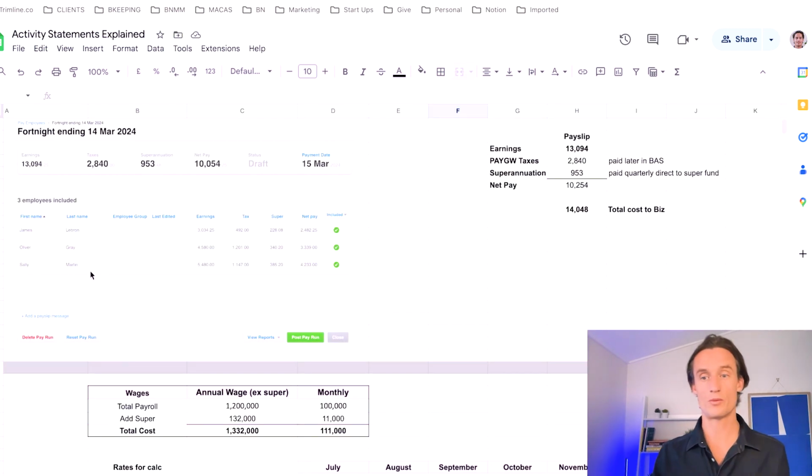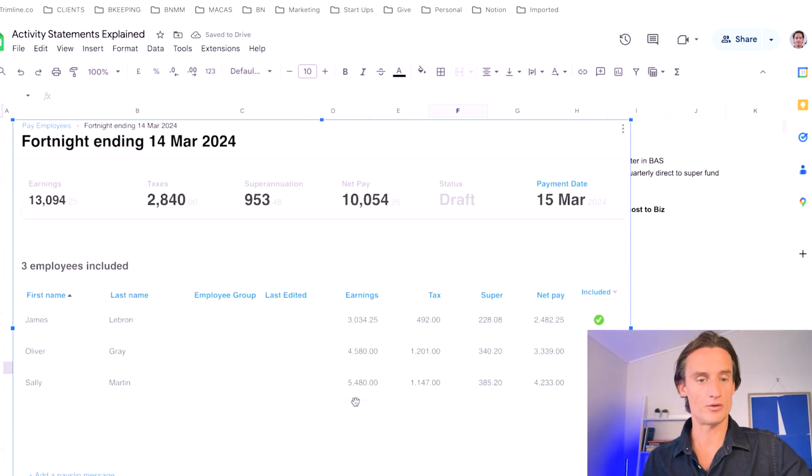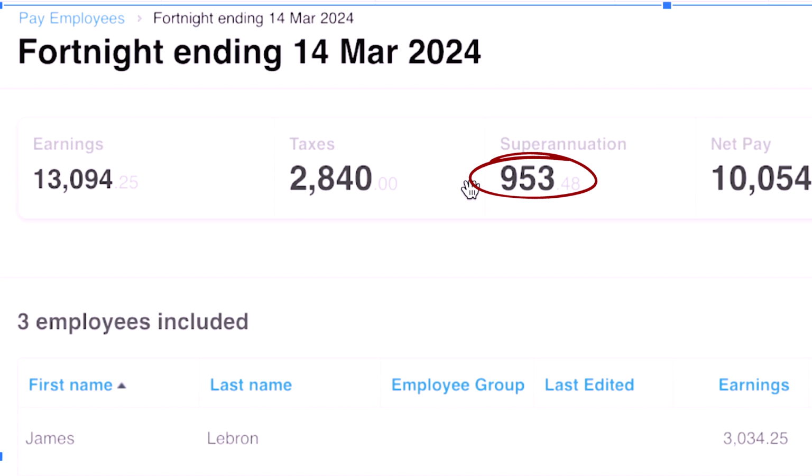Step 2, let's talk about employment liabilities. If you have a look at this zero payslip that I got from the demo company, you can see the liabilities here sit as taxes. That's the pay-as-you-go withholding. And we can also see the superannuation here, which is really important to calculate as well.